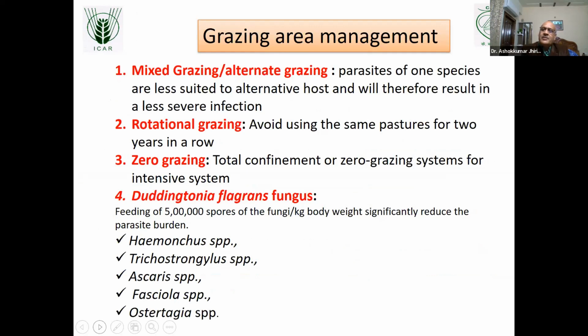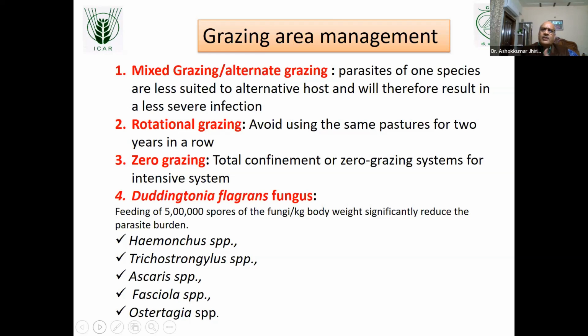Grazing area management: you need a comprehensive plan. You have a better anthelmintic and the correct dose, and then grazing area management also needs consideration. Although we do not have such a practice with free-range animals, in organized farming systems, which are now emerging as an industry, you have your own grazing area. It needs attention also.